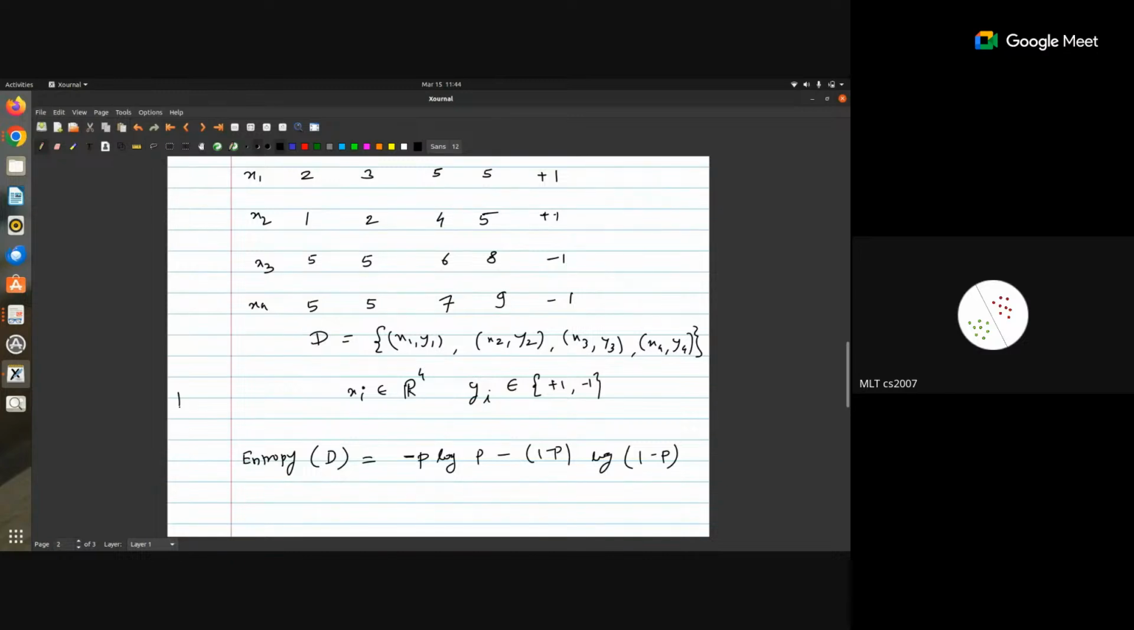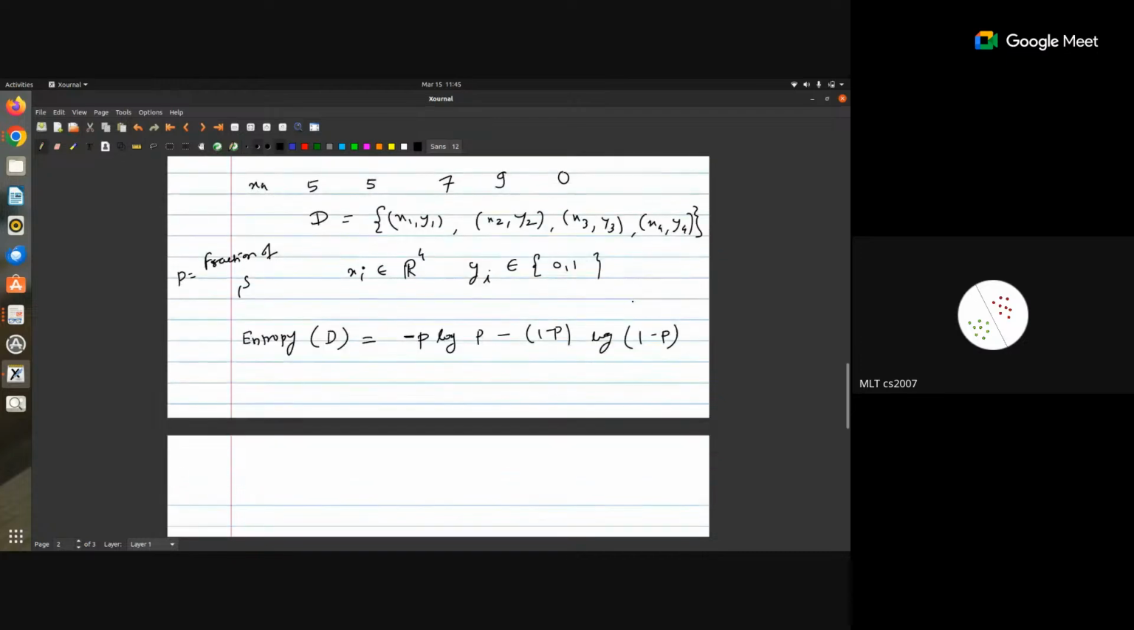Here p is the fraction of ones, or maybe I can say the positive class. To understand this, we say that these are all ones, and the negative class I can denote by zeros. Let's say this is like this, 0 and 1. Now the fraction of ones is denoted by p. So how many ones are there in this data set? It is 2 by 4, right? So there are 2 ones out of the 4 examples.